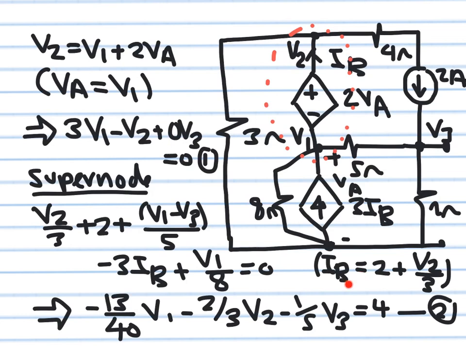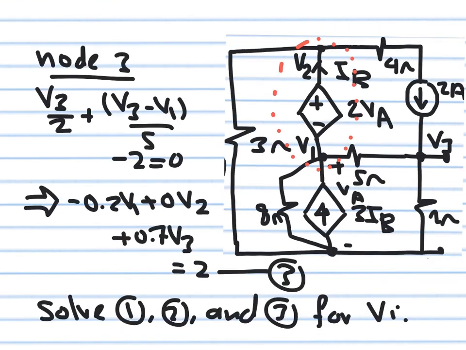You substitute in this equation and reorganize. Again, I'm not showing the organizational steps. I recommend you stop the video for a second, take a piece of paper, make the substitution from here into this equation, and collect all the coefficients in order. You will get this equation here: 13 over 40 V1 minus 2 over 3 V2 minus 1 over 5 V3 is equal to 4.